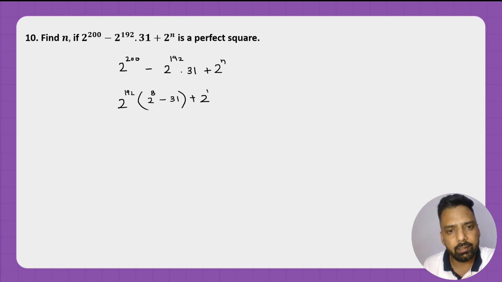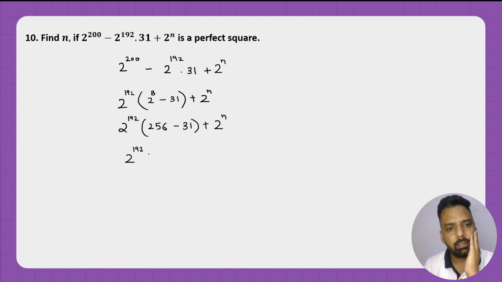plus 2 to the power n is there. Okay, so 2 to the power 8 here I have, and minus 31 plus 2 to the power n. 2 to the power 8 is 256, right? 2 to the power 192, 256 it will be, minus 31 plus 2 to the power n. Let's see simplify करके क्या बनता है हमारे पास ये, 256 minus 31, 225. 225 it is, okay, plus 2 to the power n.